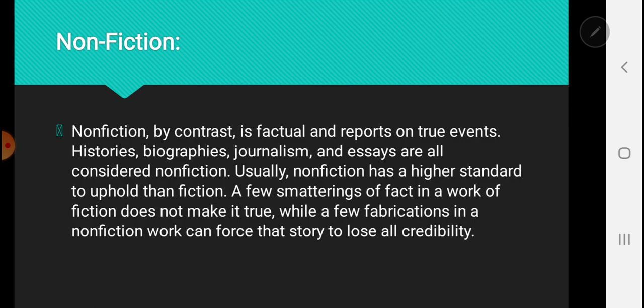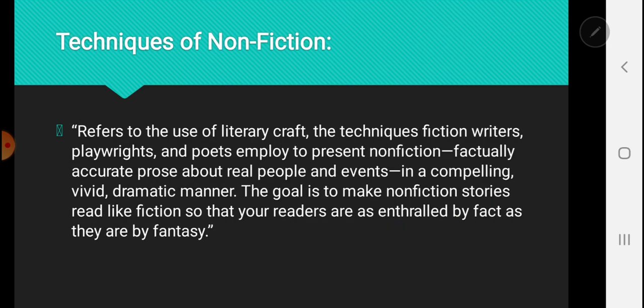So in non-fiction, we study mostly the biographies that are real, and we have read those. Journalism and essays are non-fiction, meaning they are based on true facts and events. The techniques to write non-fiction refer to the use of literary craft. These are the techniques fiction writers, playwrights, and poets employ to present non-fiction, factually accurate prose about real people and events. In it, the details are mentioned in prose, so that they are understandable and easy to digest as far as comprehension is concerned, in a compelling, vivid, dramatic manner. So the things are compelling, they are clear, and they are also dramatized at times.